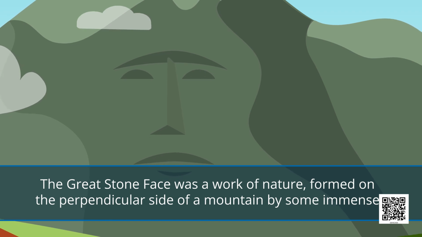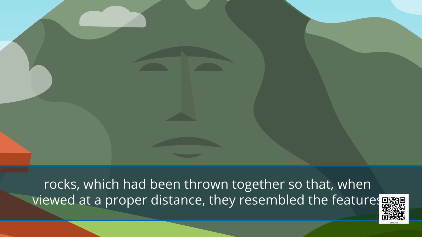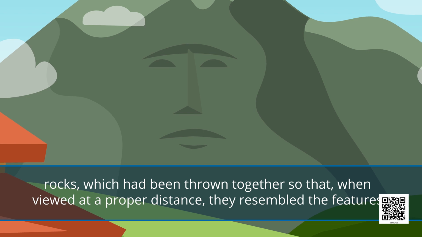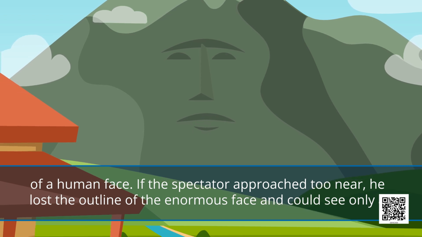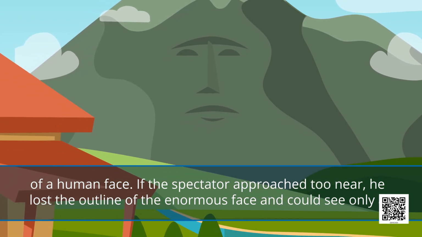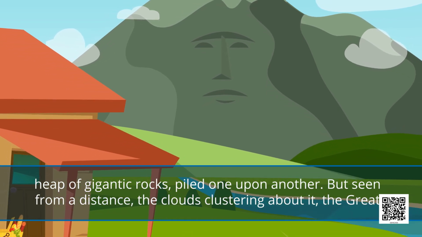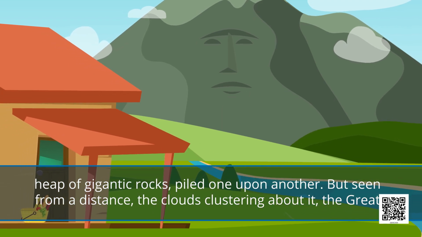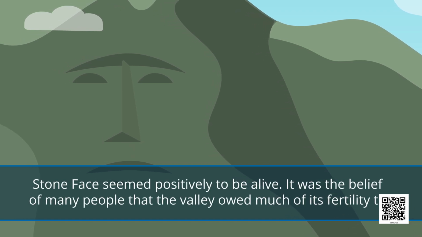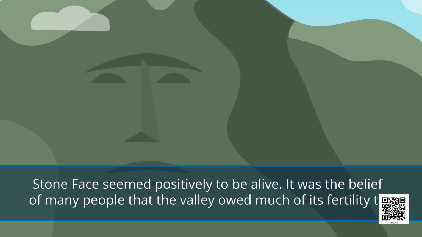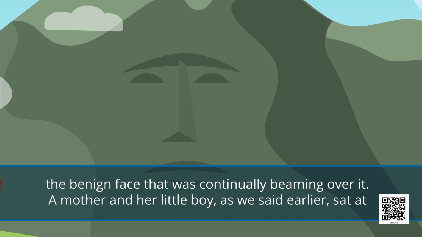The great stone face was a work of nature formed on the perpendicular side of a mountain by some immense rocks which had been thrown together so that when viewed at a proper distance, they resembled the features of a human face. If the spectator approached too near, he lost the outline of the enormous face and could see only a heap of gigantic rocks piled one upon another. But seen from a distance, the clouds clustering about it, the great stone face seemed positively to be alive. It was the belief of many people that the valley owed much of its fertility to the benign face that was continually beaming over it.